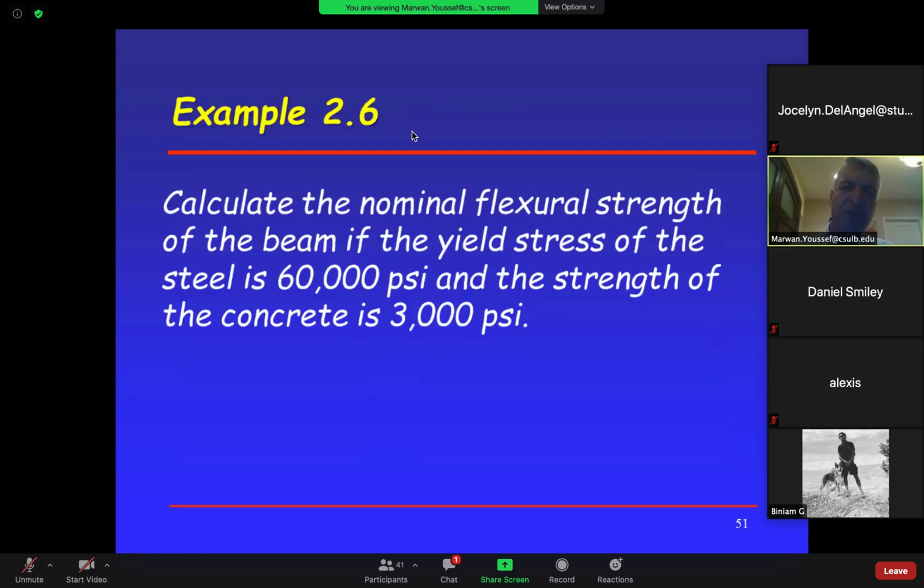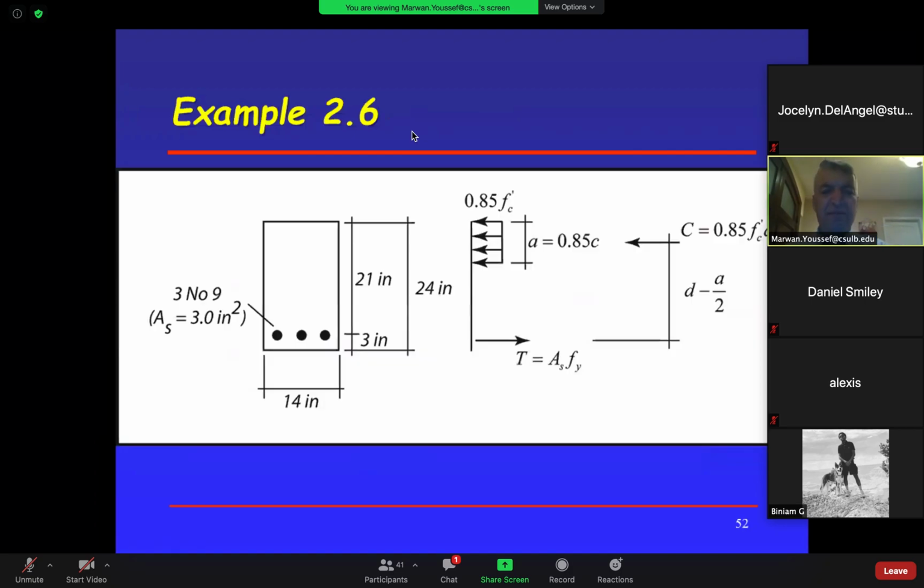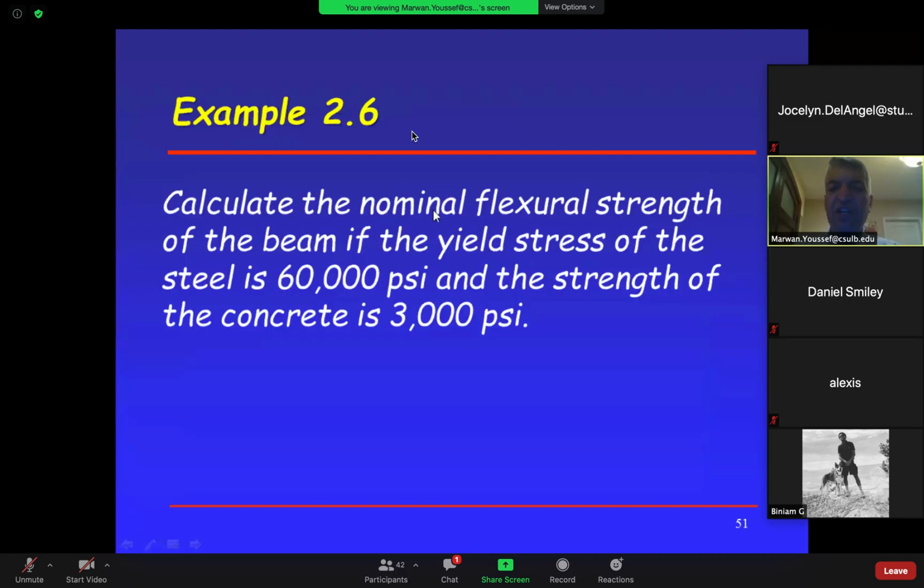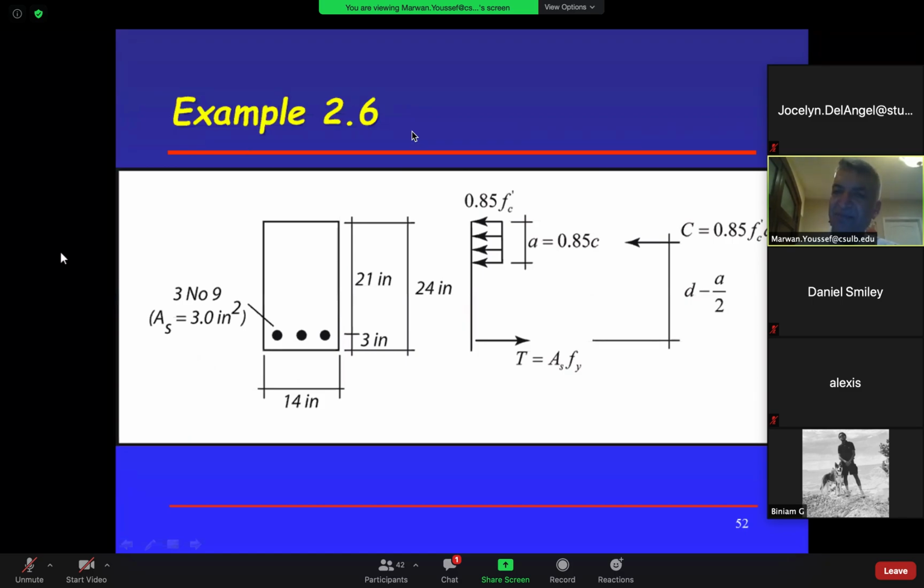So let's do an example and you will see how easy it is. It says calculate the nominal flexural strength of the beam. So I have a beam like this, 24 inches deep, 14 inches wide, 9 bars. Again, I can get the area, 3 inches squared. And the distance from here to there is d equals 21. This is 3 inches. That's all given. He's saying calculate the nominal flexural strength of the beam. How much moment can this beam carry?